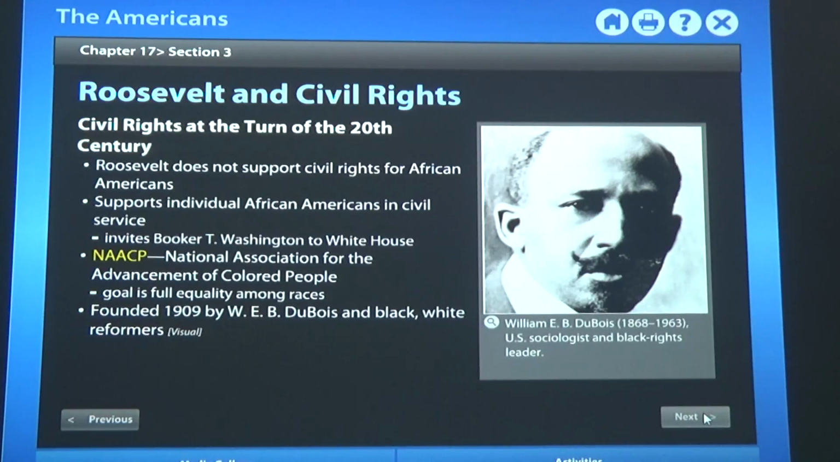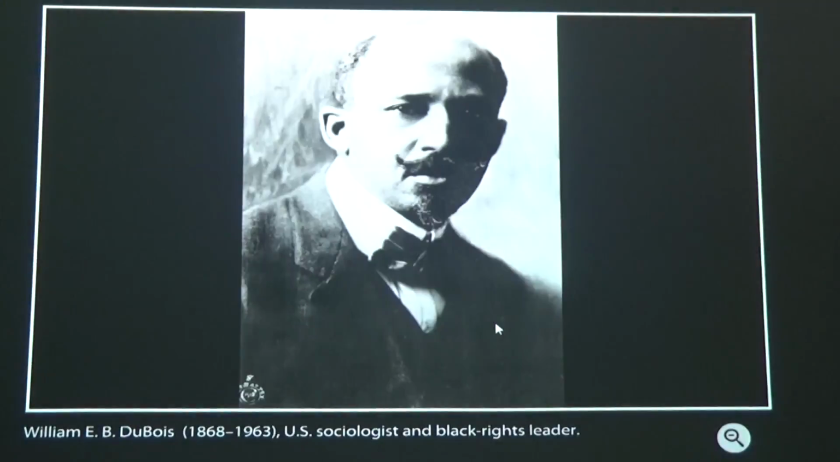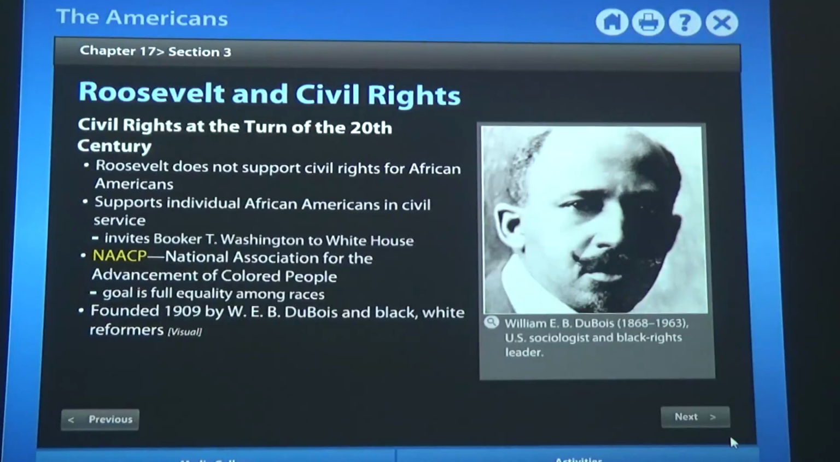The NAACP, the National Association for the Advancement of Colored People, has the goal of full equality among the races. And again, out comes the Niagara Movement started by W.E.B. Du Bois, whom we spoke about in chapter 16, who was also an educator and black rights leader in the United States.